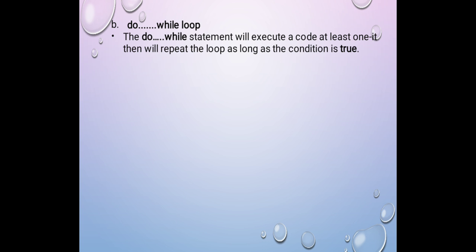The next statement is the do while loop. Do while loop statements will execute a block of code at least once, because the condition is checked at the end, like in C++. It will then repeat the loop as long as the condition is true. The syntax is: do { statements } while (expression).